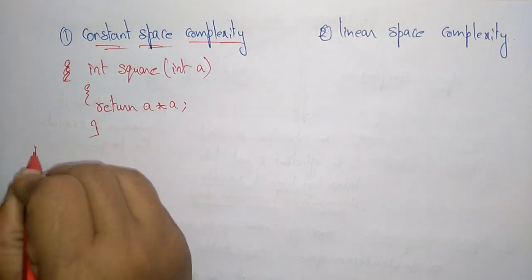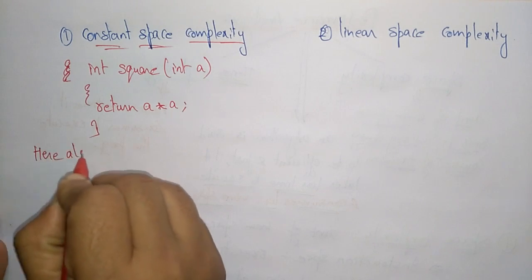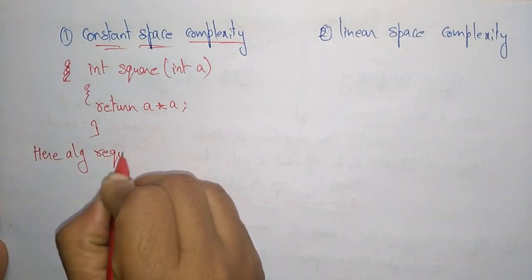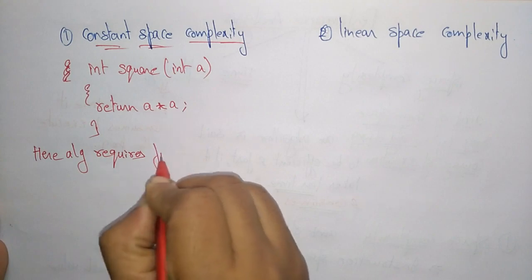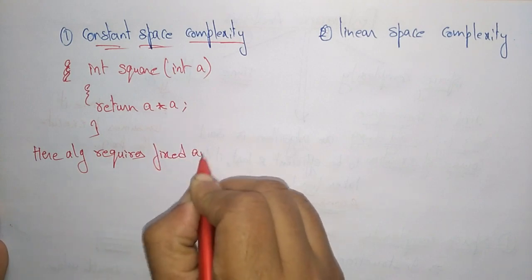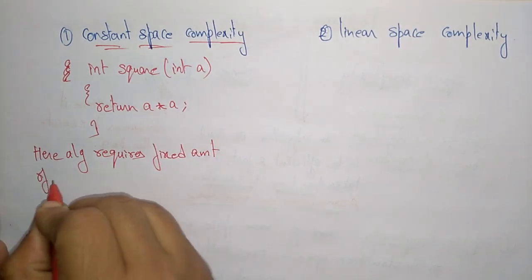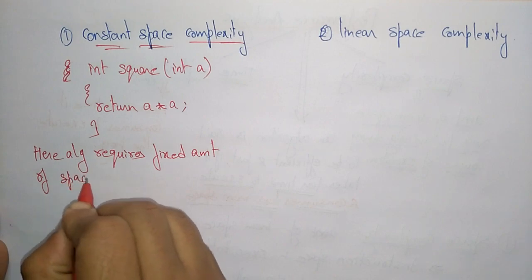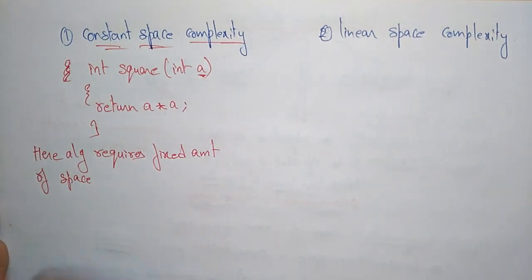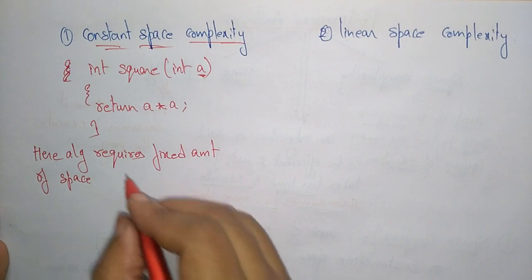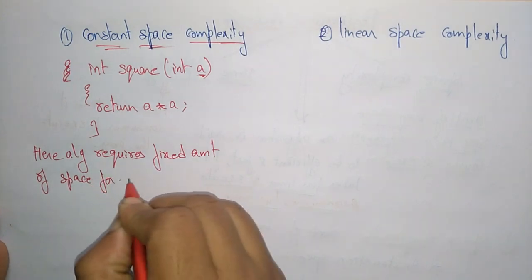Here the algorithm requires a fixed amount of space. Only one variable we are using, so it is only a fixed amount of space for all the inputs. How many inputs here?